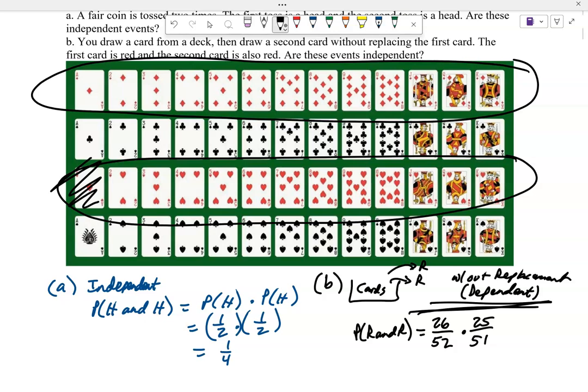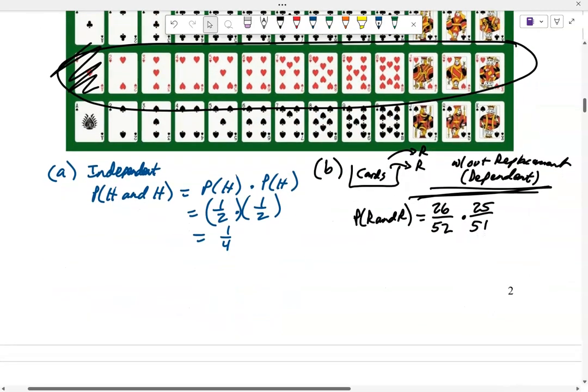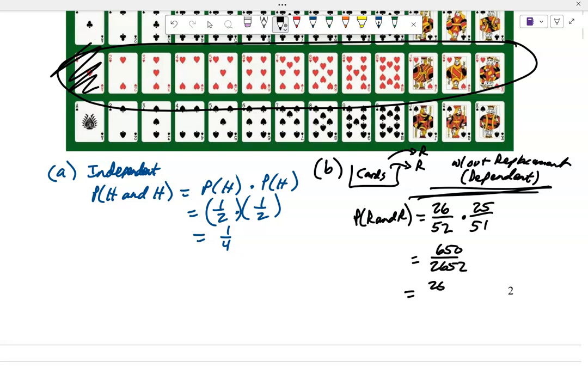Again, this is dependent events. I'm kind of jumping ahead a little bit, but I think you can calculate that and see the difference, hopefully. Without replacement is a dependent event. So you go ahead and multiply those. That'll give you 650 out of 2652, or 25 out of 102, or 0.245. So about 24.5% probability of pulling a red card and another red card out.